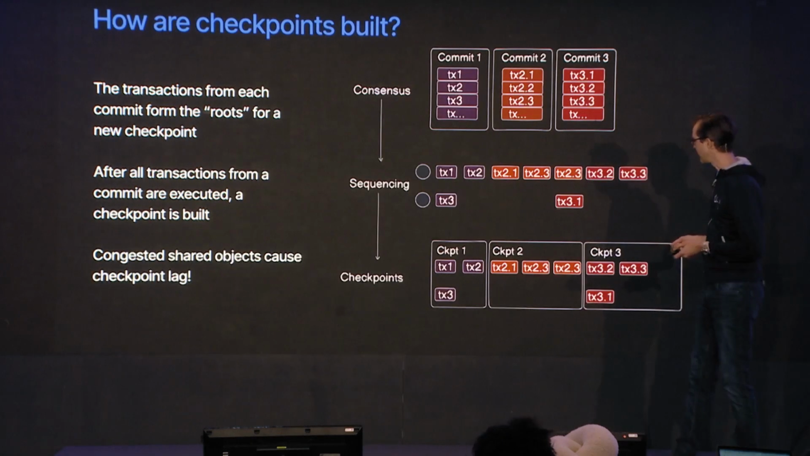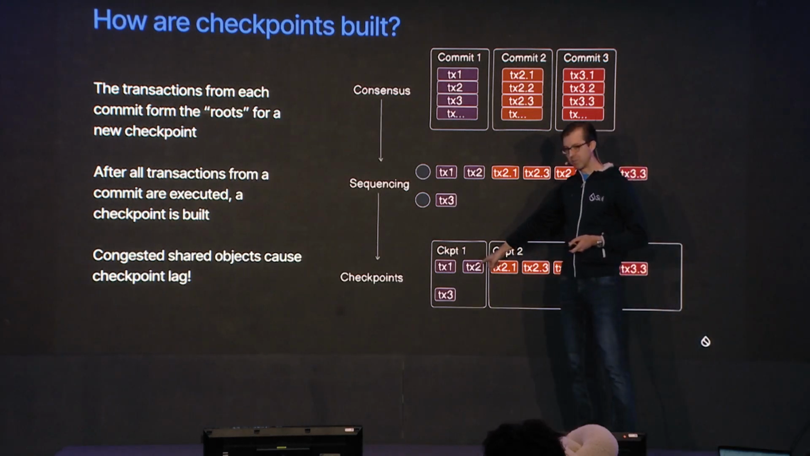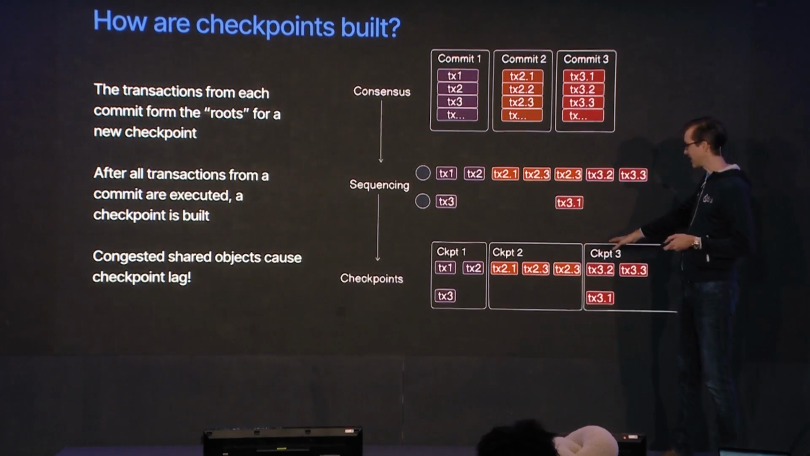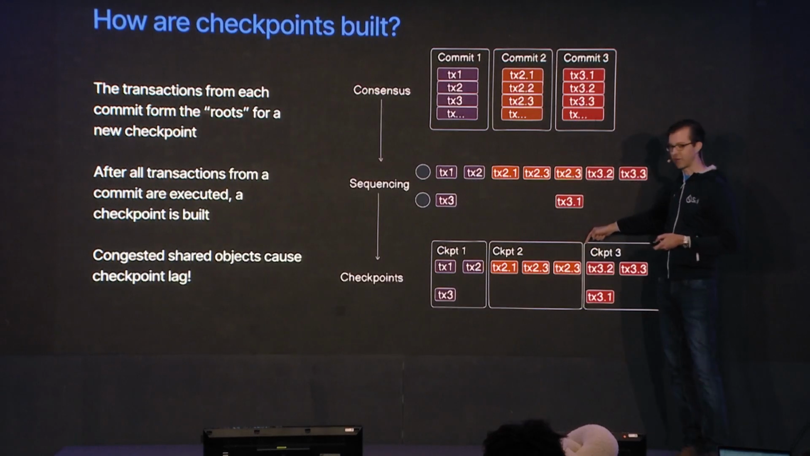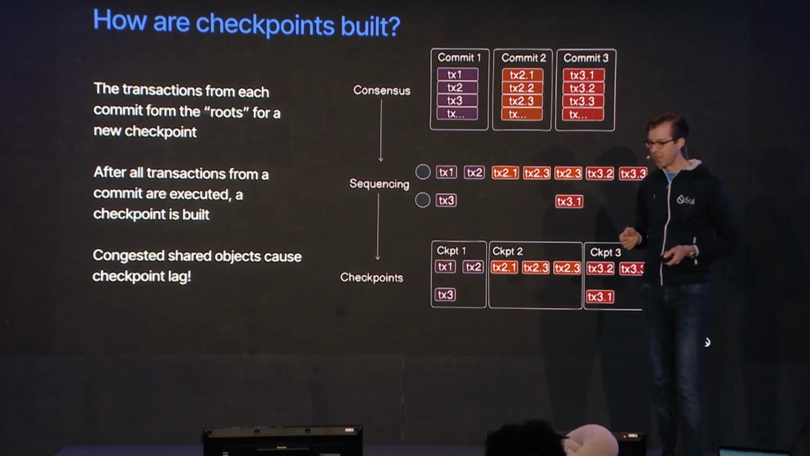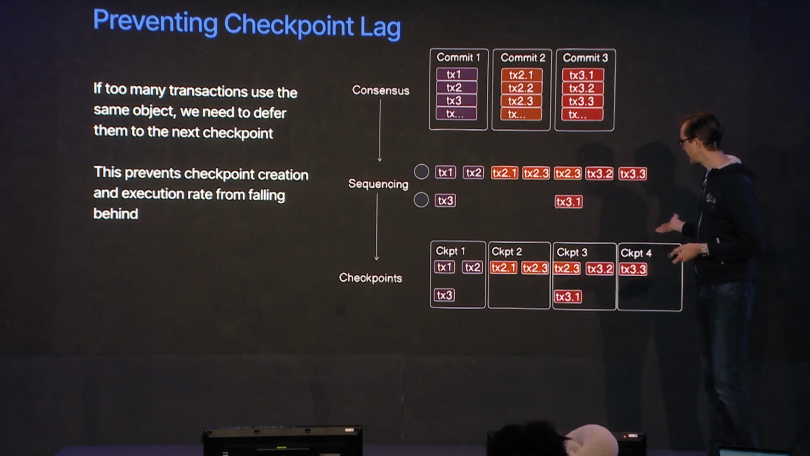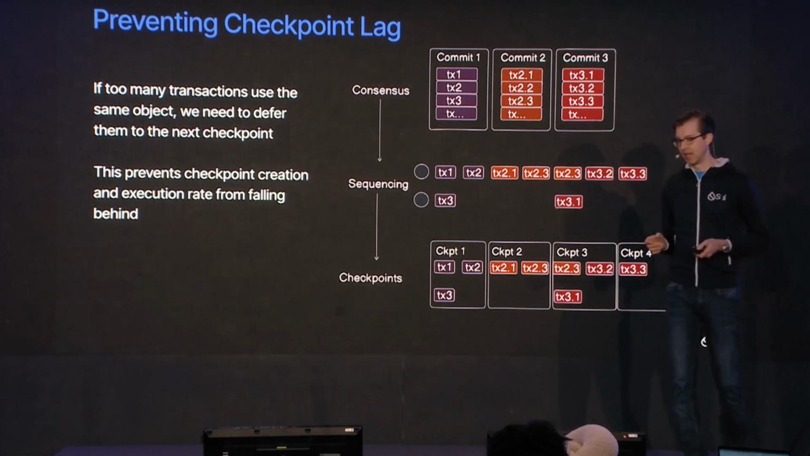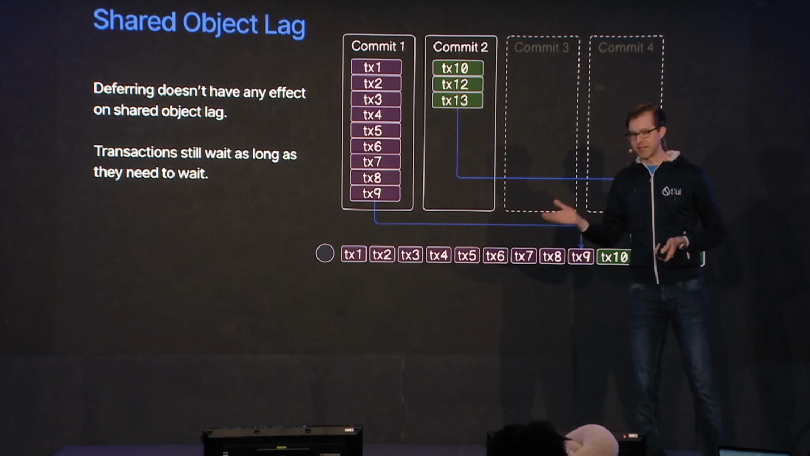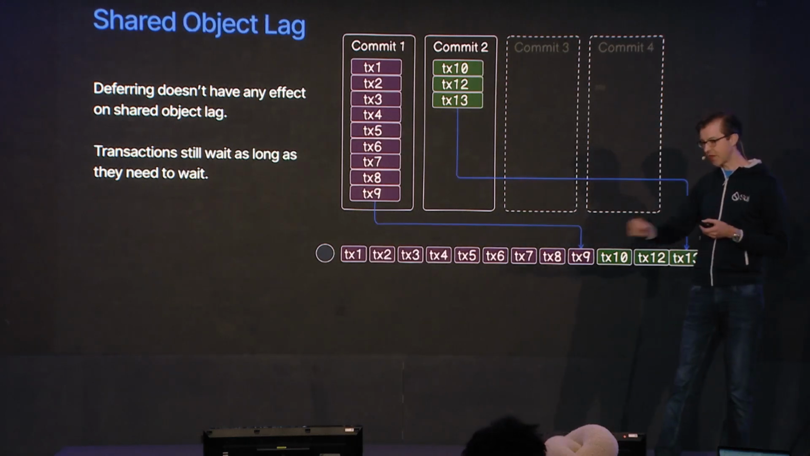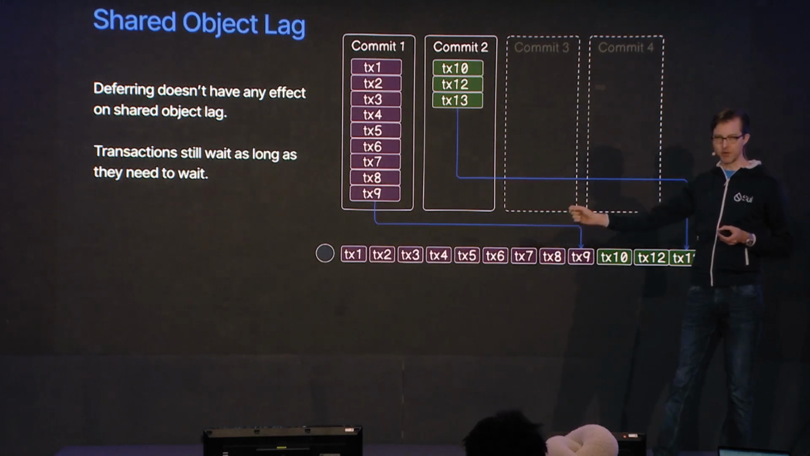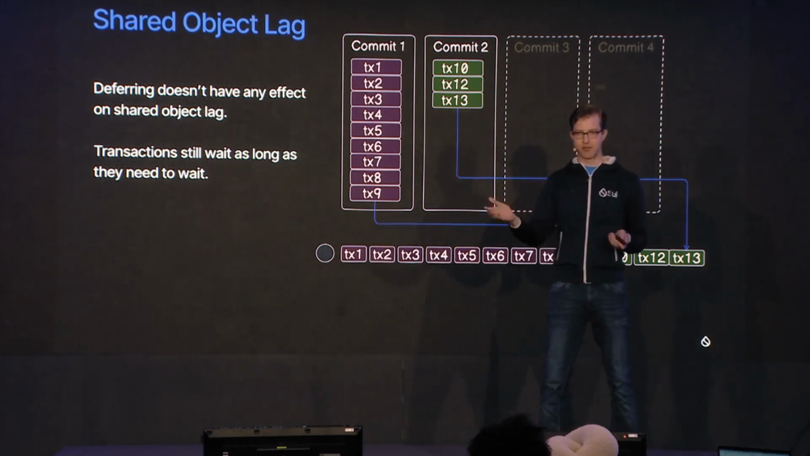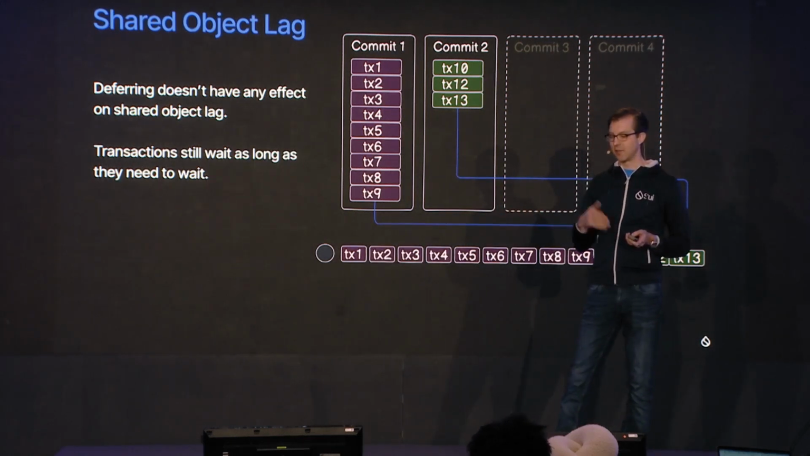What you're going to see is you'll have this checkpoint. It can be parallelized. It has transactions on multiple objects. The next one is totally serialized. Everything is hitting one object. And so you get this long checkpoint. It takes longer to execute. We don't want that. So the solution is basically we defer transactions from one commit to the next in order to keep checkpoints from lagging. But unfortunately, that doesn't help us at all with shared objects. For shared objects, if you're sequencing too many transactions, then as new transactions come in, they're going to have to wait as long as they need to wait. They just have to wait until everything that was scheduled before them finishes before they can be executed.